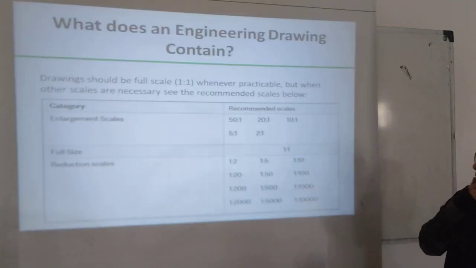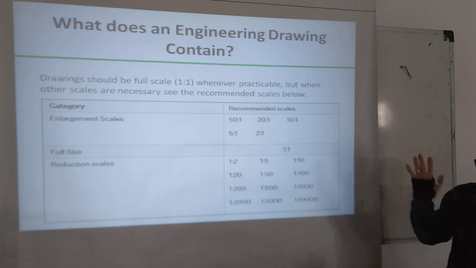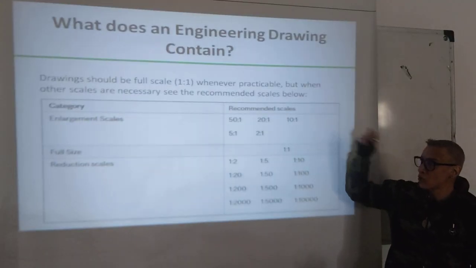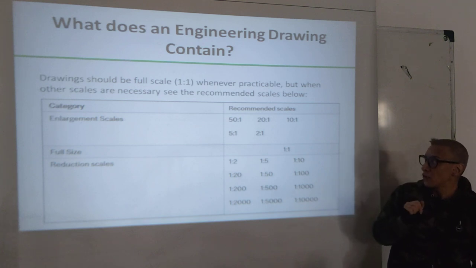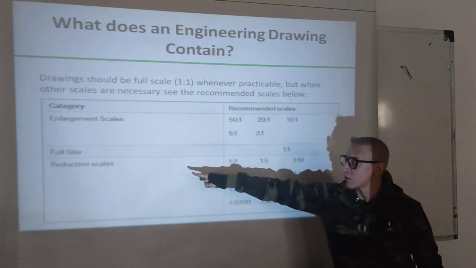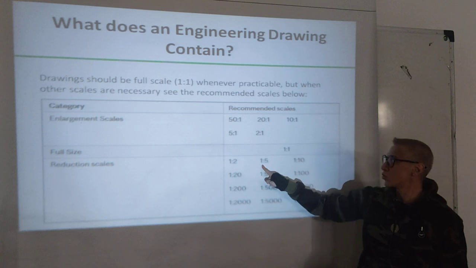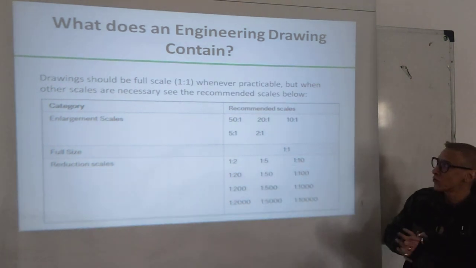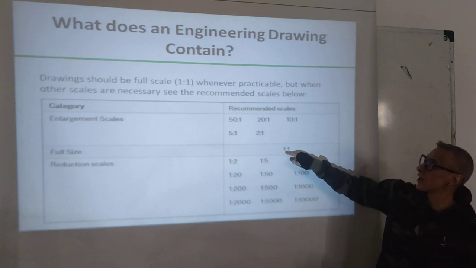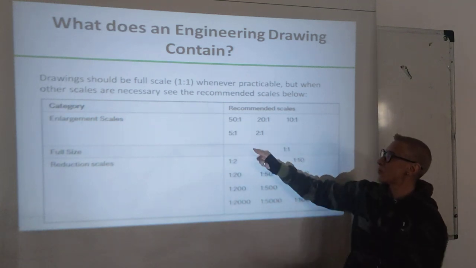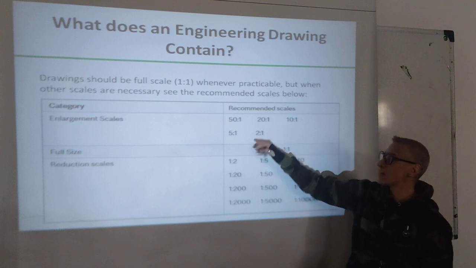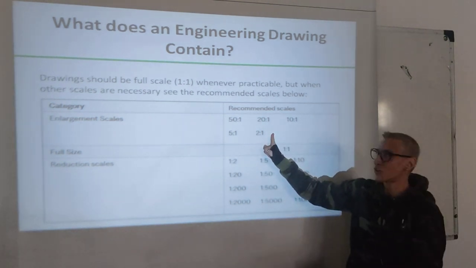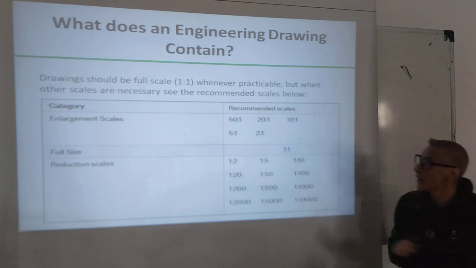So this is just some examples of scales. Something important to notice here is the scale types, for example, reduction scales, 1 to 2, 1 to 5, 1 to 10, and so on. They become smaller and smaller. This is 1 to 1, the real scale. Here are the enlargement scales, this is how you write them. 2 to 1, the opposite. Look, this is 1 to 2, this is 2 to 1. Twice the size, 5 to 1, and so on.